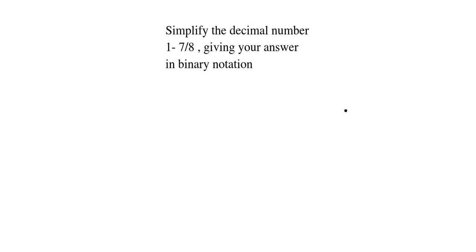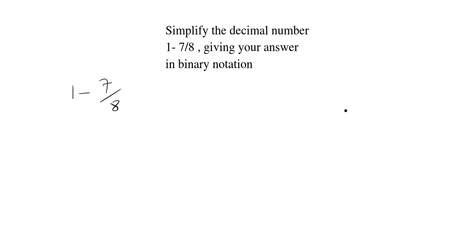Simplify the decimal number 1 minus 7 over 8, giving your answer in binary notation. So we have been given the decimal subtraction 1 minus 7 over 8, and we are supposed to do the subtraction and give the answer in binary form.